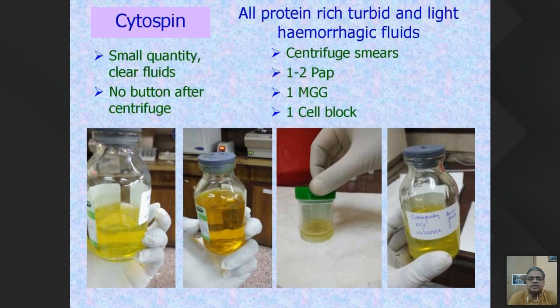Fluids we get in cytology look like this. So they are variable. They can be clear fluids like this. Very clear fluids, whether yellow or very light in color, do not yield a rich cell button. So if the fluid is so clear looking as this, then you need to go for a cytospin directly.